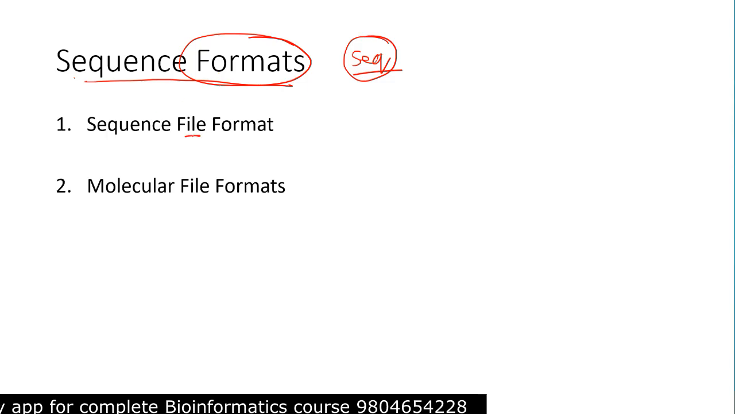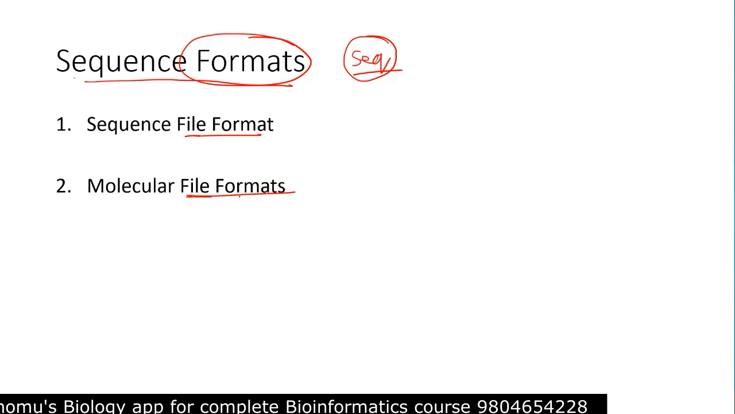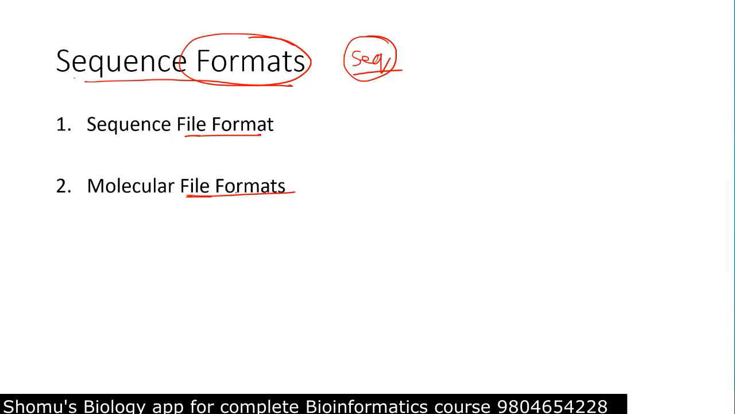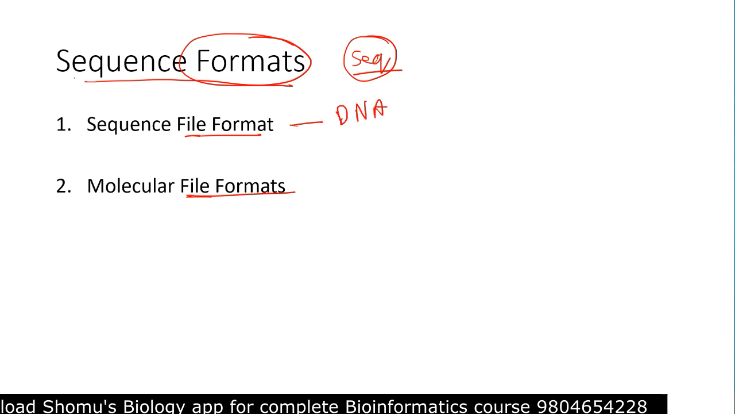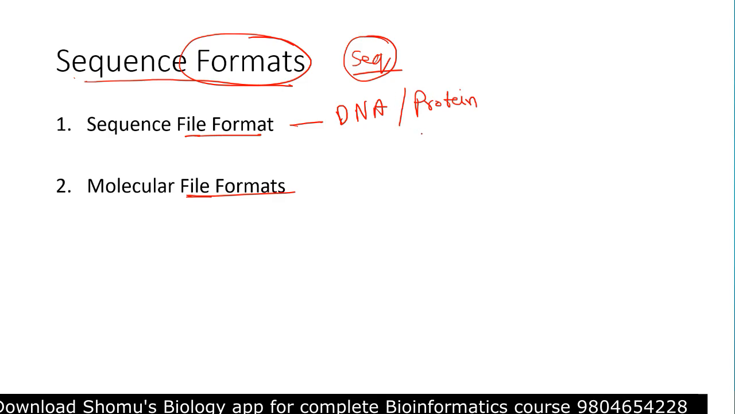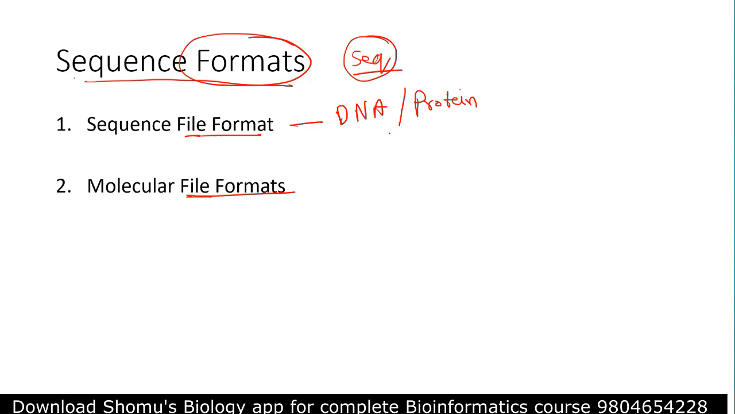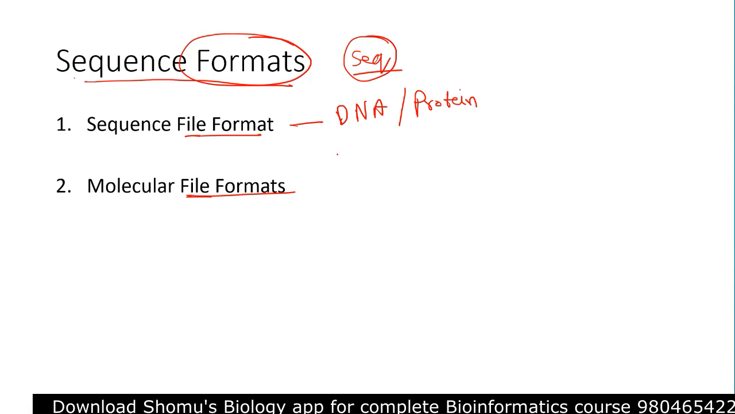So we call it sequence file format. It's different kinds of file, just like image is a type of file, video is a type of file, audio is a type of file. So in this case also we have different types of files, sequence file and molecular file. We have sequence file format and molecular file format. The sequence file format represents DNA sequences, and also represents protein sequences. Among this sequence file format, there are some examples that we will be discussing in a moment.